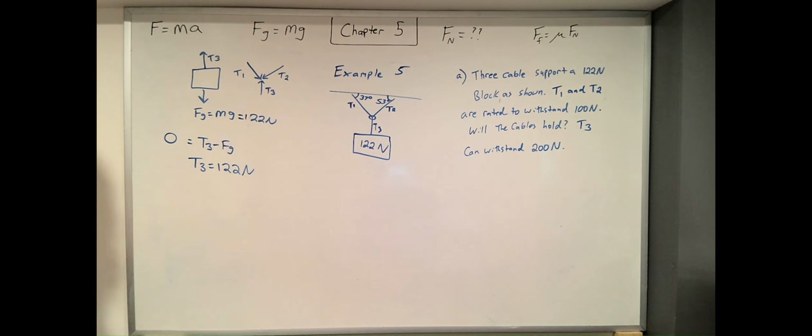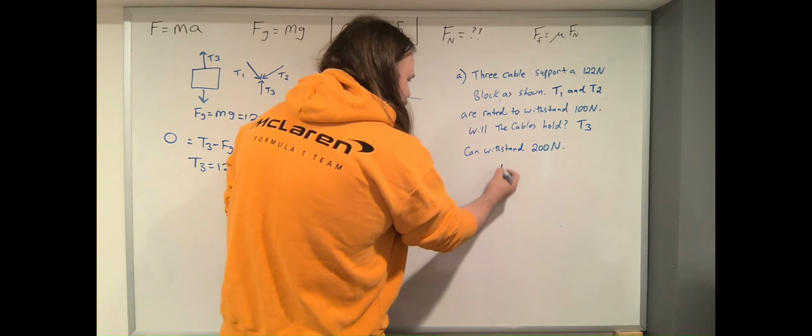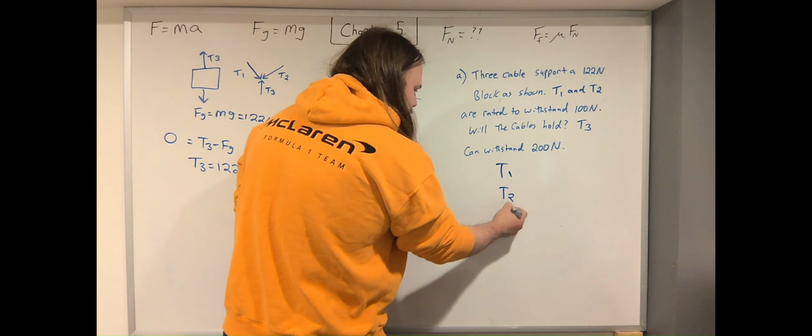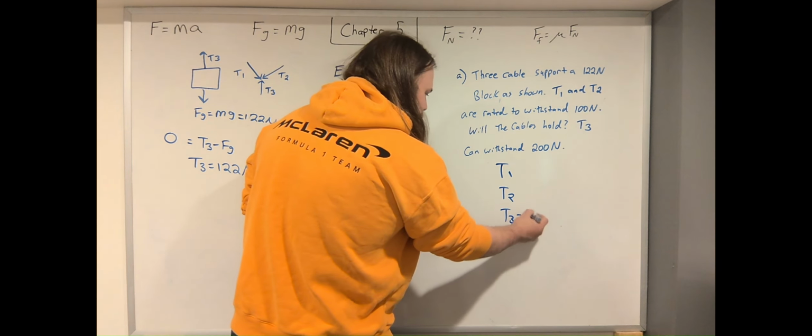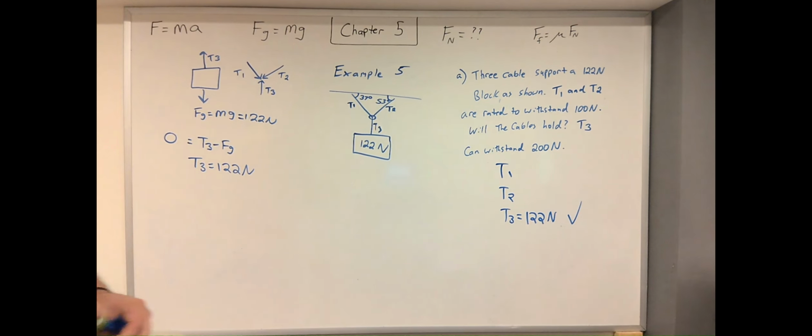All right, so T3 is the easy one. T3 will withstand 122 newtons. It has to support the entire block. So maybe intuition could have told you that T3 supports the entire block, especially since the last example. So T3 is 122 newtons. So yes, T3 will hold. Okay, so that part is good. That part is done. We can add that over here if we would like. We should see what T1 is. We should see what T2 is. And T3 is 122 newtons. Check.